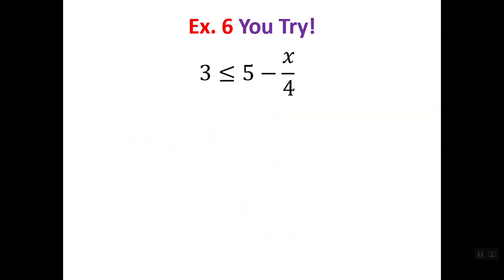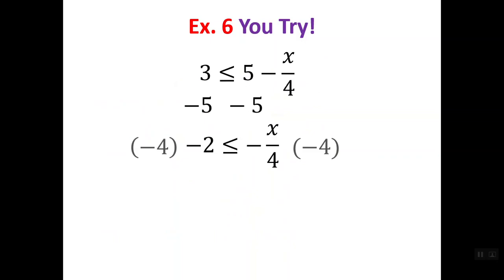All right, example 6, we're going to first subtract 5 from each side, then we're going to multiply each side by -4. Because we multiplied by a negative, we need to switch that inequality symbol. And then at the end, we're going to mirror image the whole thing, so everything swaps sides, and the inequality symbol also is the mirror image. X is less than or equal to 8.